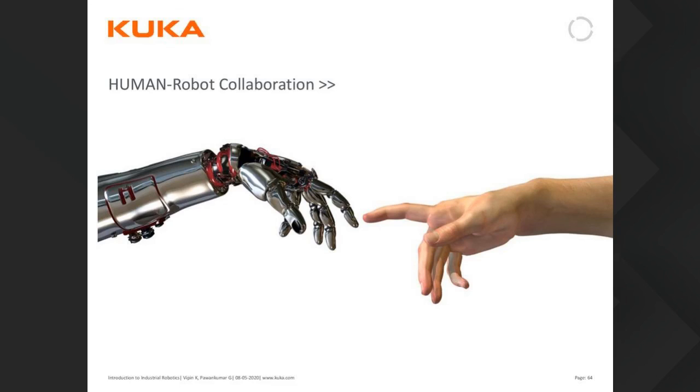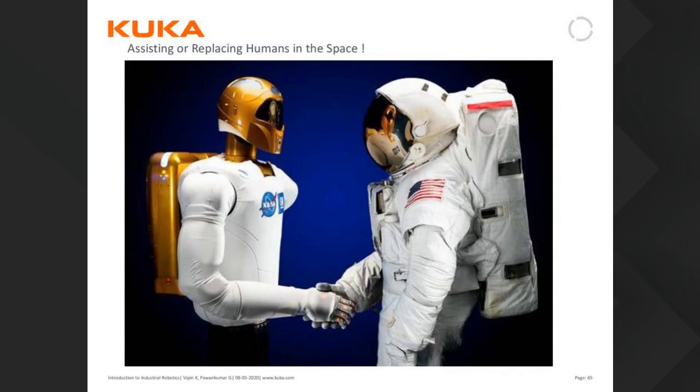And as we said, human robot collaboration is also going to boom. It means robots, machines and humans have to work in a shared workspace. That will also boom in upcoming days, assisting or replacing humans in this space. Once that is done, we will be very successful in the field of robotics. Till then we are somewhere in the middle, and we need to go ahead, so that we can even replace humans in space.